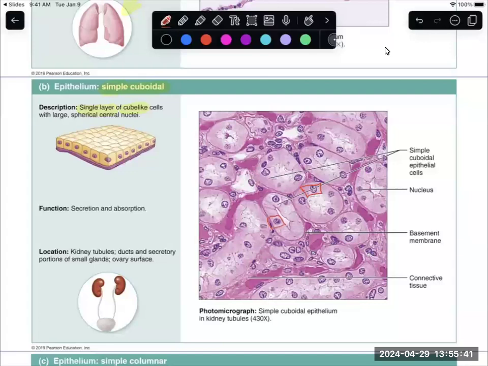So here, single layer of these kind of square cube-like cells. They're really good at that secretion. So getting rid of something and absorbing something back up. Some different small glands in your body. The ovary, the surface of the ovary has simple cuboidal. You don't need to know where this stuff is located. You just need to know what this tissue looks like.